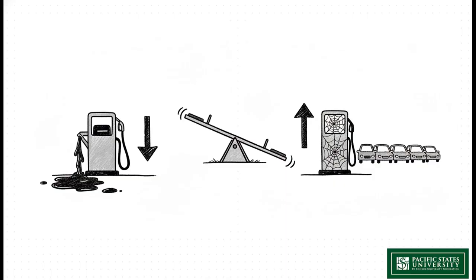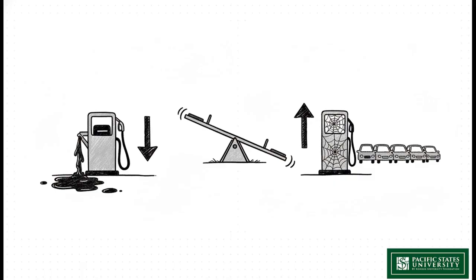This creates an excess supply, which we call a surplus. Gas is literally accumulating in tanks and pipelines with nowhere to go. To clear out this massive inventory and generate some much-needed cash, producers have an overwhelming incentive to cut their prices, putting downward pressure on the market until the price falls back toward equilibrium.